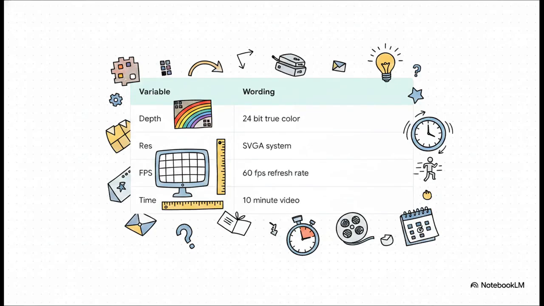Now, examiners love to switch up the wording to try and trip you up. But if you keep a mental cheat sheet of these recurring variables, you'll spot the data instantly. 24-bit true color, that's your color depth. SVGA system, there's your resolution cue. 60 FPS refresh rate, that's your frame multiplier. And 10-minute video, that's your time. Spot the numbers, convert them into standard units if needed, and multiply. Easiest points of your life.